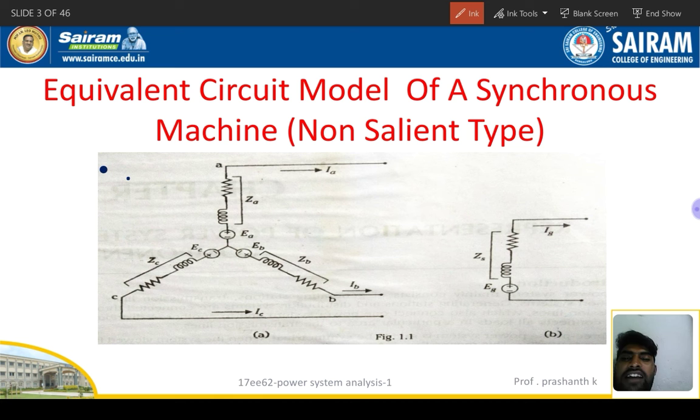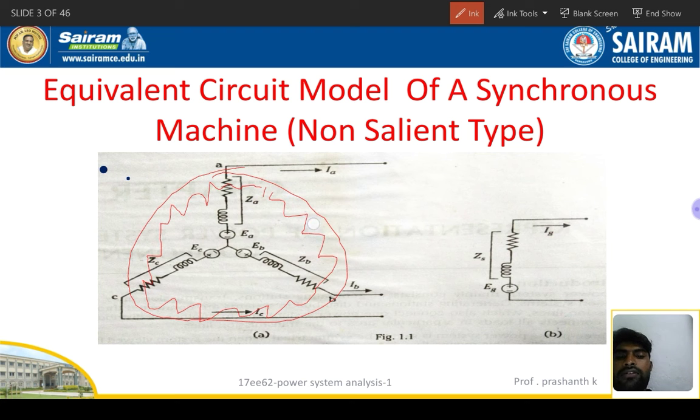In an alternator or synchronous generator, synchronous machine, we have a three-phase star connected winding in the stator, right? Like this. These are the slots present over here to hold the stator armature conductors. These are the armature conductors, and these conductors are connected in star. Keep it in your mind.